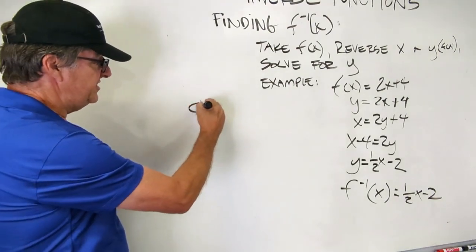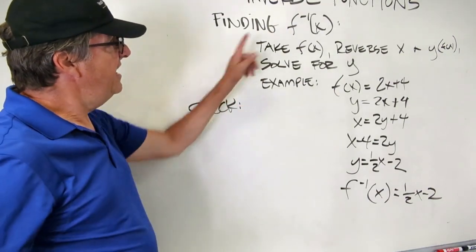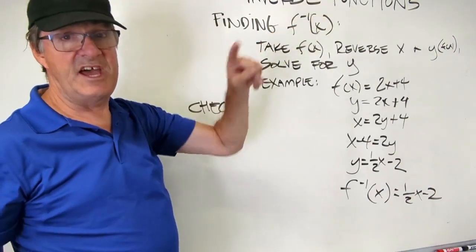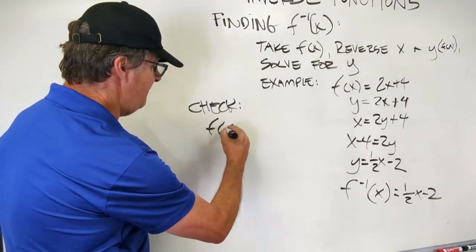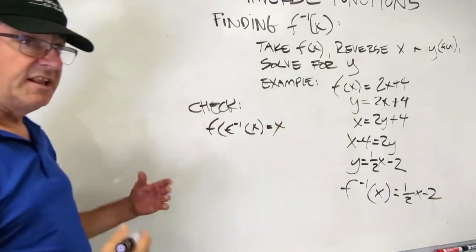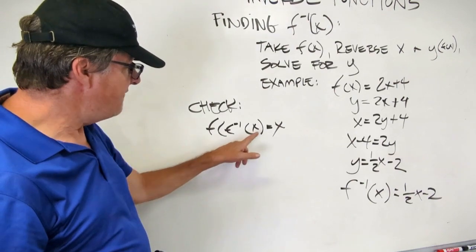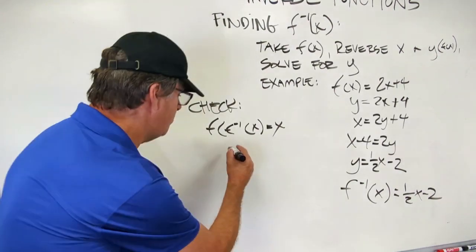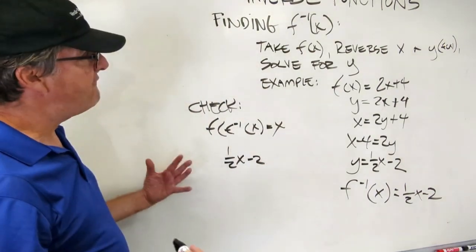You want to check to see that f of f inverse of x equals x. So we're going to do f of f inverse of x equals x. So now let's do that. This is the trickiest algebra we're doing in this section. So f inverse of x is 1/2 x minus 2. And we're going to do f of that.